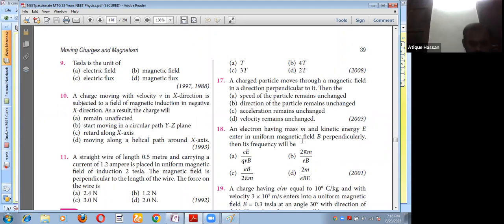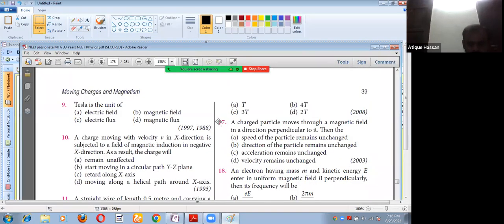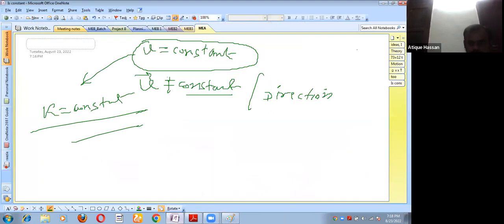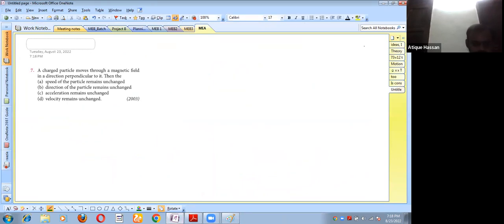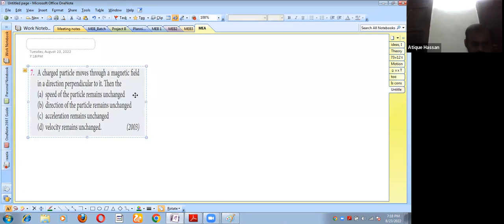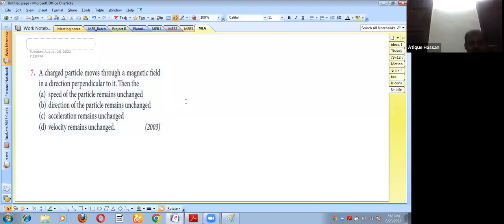So let us do question number 17. Very easy. Both of you go through this question number 17. This is a NEET 2003 question.